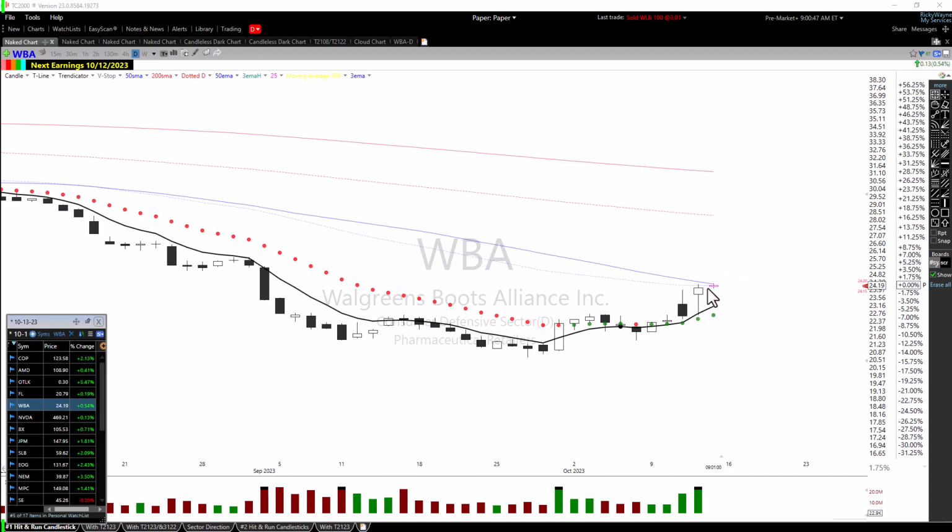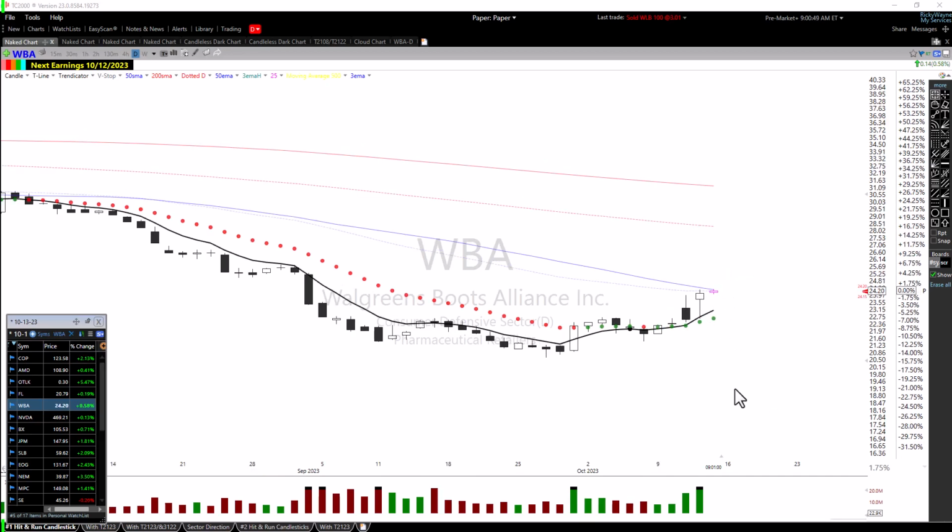I seriously have my eyes back on WBA here. Little inverted head and shoulders setting up as well. Great bullish candlestick. Just a beautiful setup price action here.